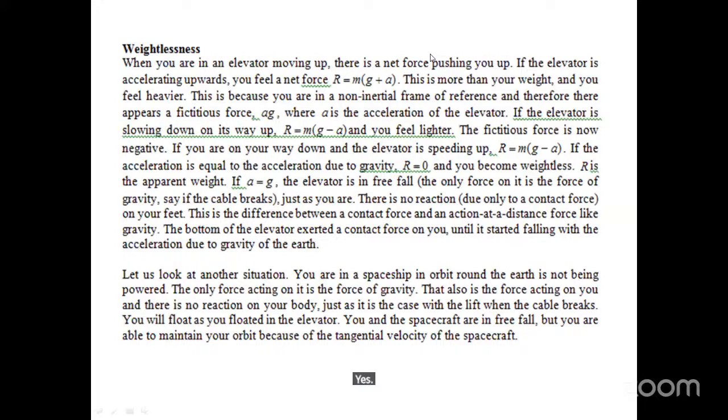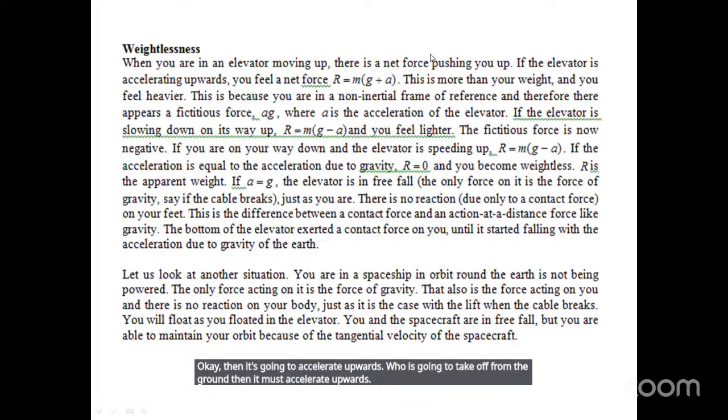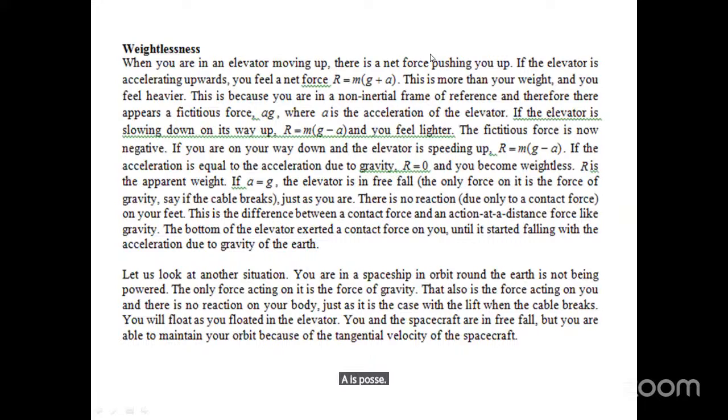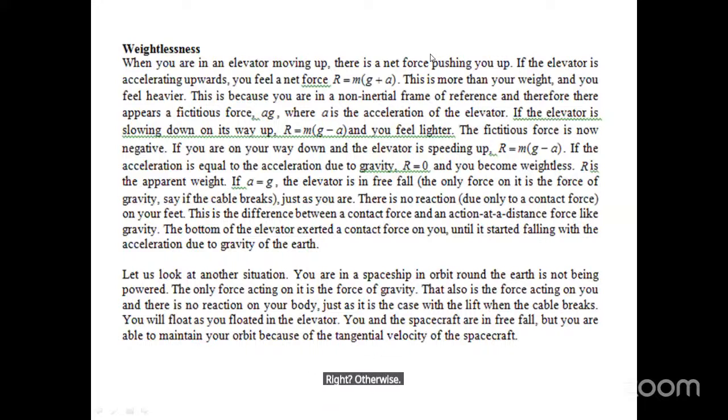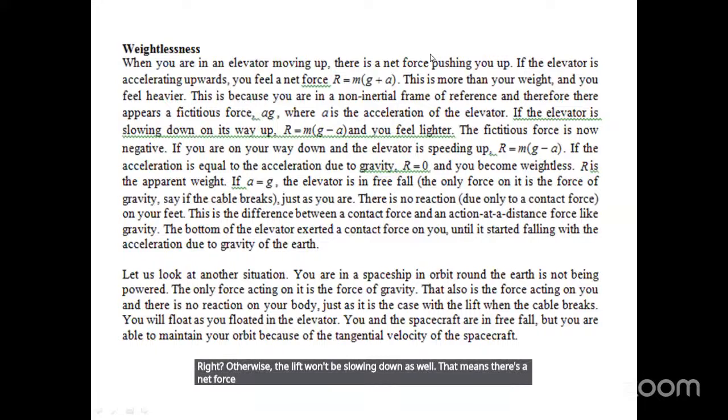When you're in the lift, the lift is initially at rest. Then it's going to accelerate upwards. If it's going to take off from the ground, then it must accelerate upwards. If you're accelerating upwards, a is positive. If the body is slowing down on its way up, a will be negative, which means that a is downwards, right? Otherwise, the lift won't be slowing down on its way up. That means there's a net force downwards for it to be slowing down.